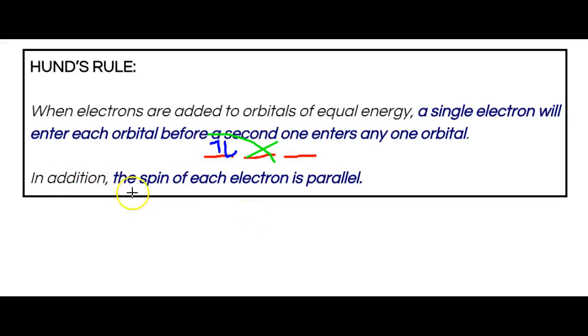Now, another thing I should mention is that the spin of each of these has to be parallel. In other words, it has to be in the same direction. So, for instance, here, 1, 2, 3. Let's say I had 3 electrons in my p subshell. I would need to have them all spinning in the same direction.